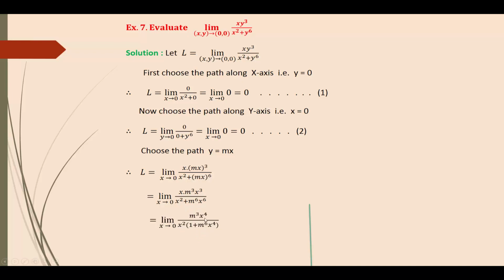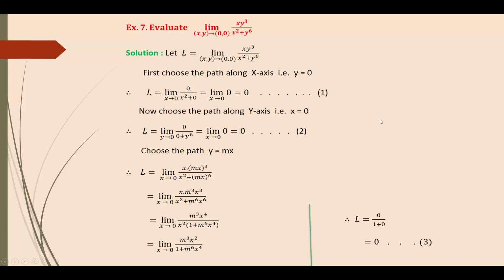Now this x square and x square cancel equal to limit x tends to 0, m cube into x square upon 1 plus m raised to 6 x raised to 4. Now taking limit as x tends to 0, so L is equal to 0 upon 1 plus 0 and is equal to 0. Denote this as equation number 3. In 1 limit is 0, in second limit is 0, in third also limit is 0.